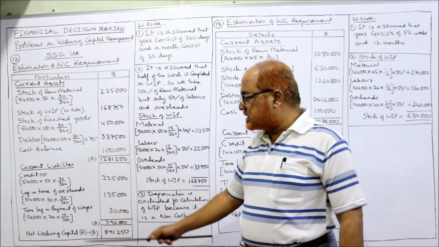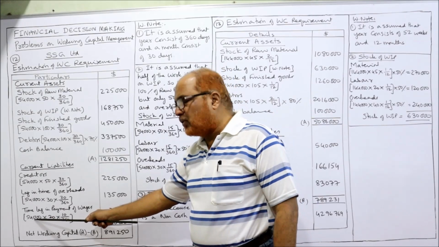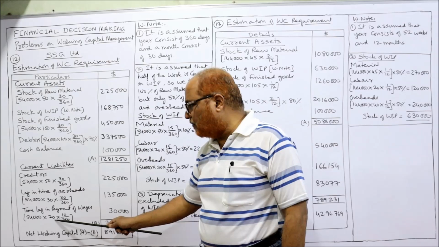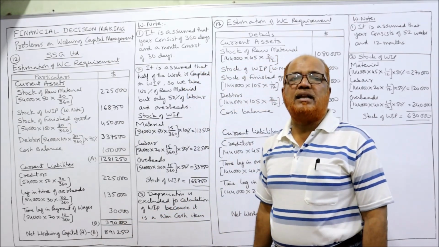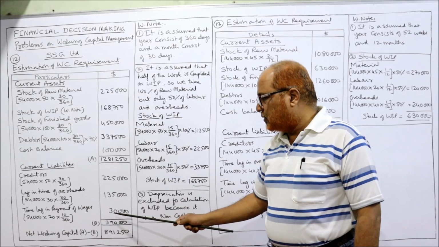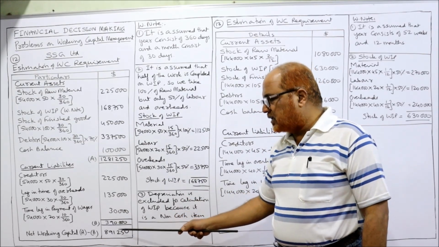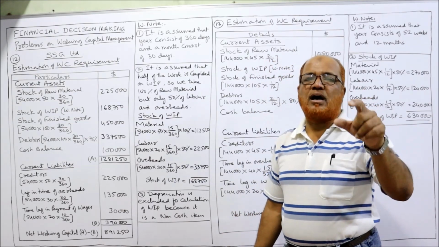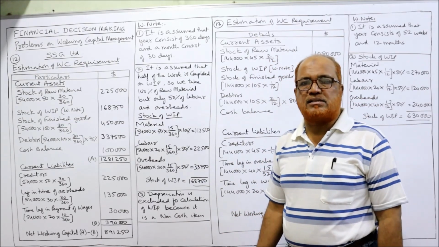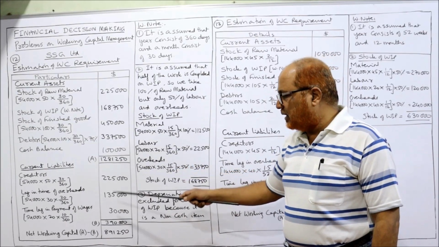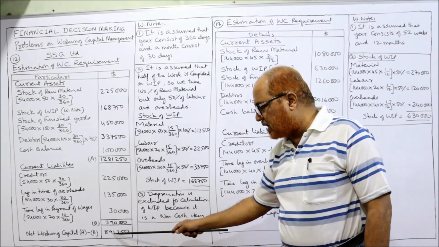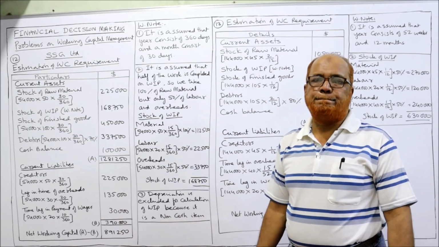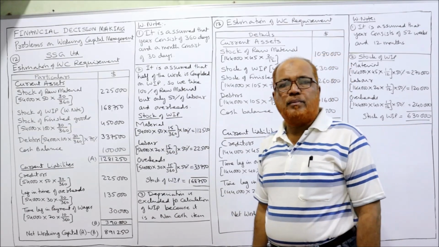Now time lag in payment of wages. For wages the time lag is 10 days, given in the problem. So 54,000 into 20 rupees per unit, that is wages, sorry, not overheads, into 10 by 360. 10 days is the time lag in wages. So 30,000. Take the total, 3,90,000 is the current liability. Net working capital means current assets minus current liabilities. So 12,81,250 minus 3,90,000, 8,91,250. This is the net working capital. That's all. This is the end of problem number 12.